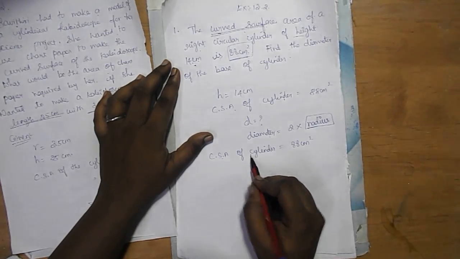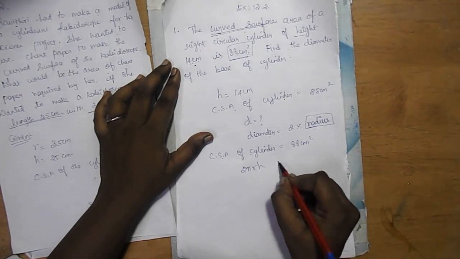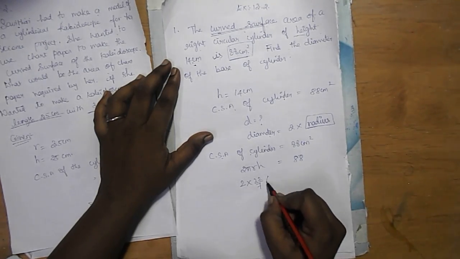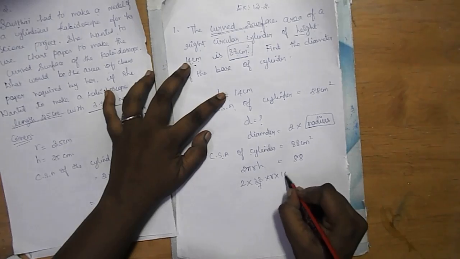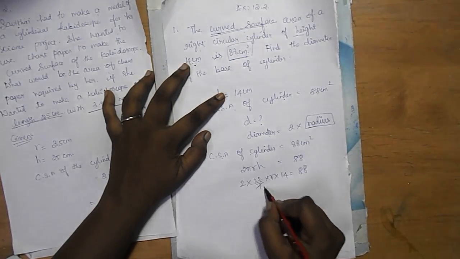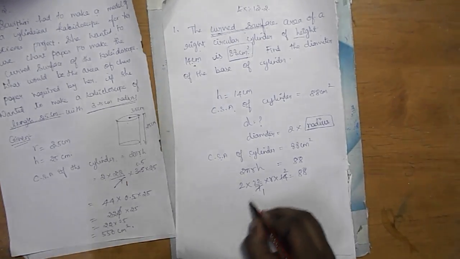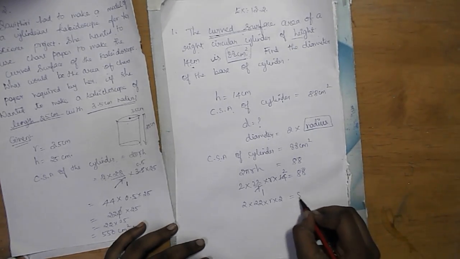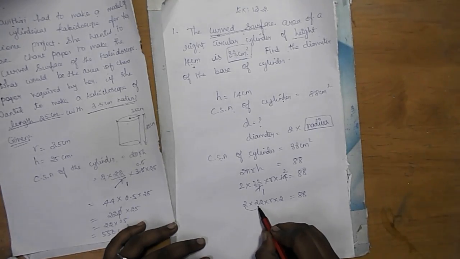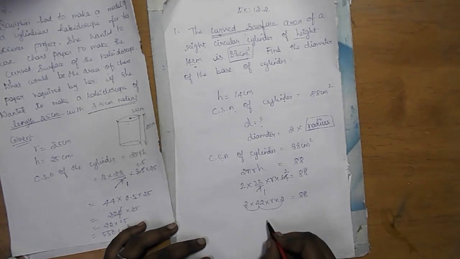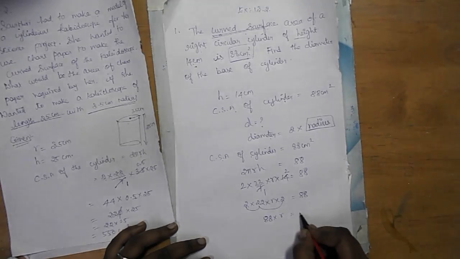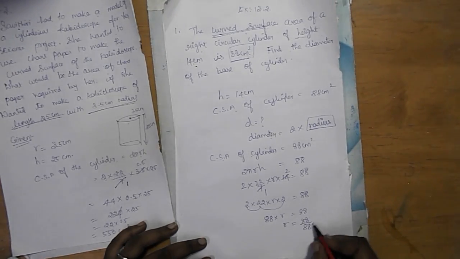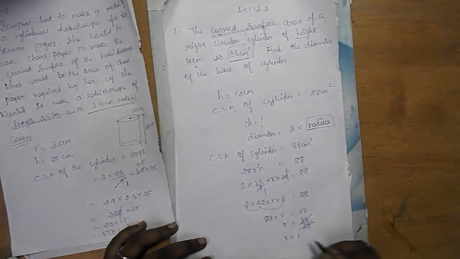So we know that the CSA of the cylinder formula is 2 pi r h equal to 88. So 2 into pi value 22 by 7, R value to find out, H value is 14, equal to 88. 1 7s are 7, 2 7s are 14. So 2 into 22 into R into 2 equal to 88. Multiply 2 into 22, 44. 44 into 2, 88. So 88 into R equal to 88. Therefore R equal to 88, the 88 divide, so convert to division. So 88 will be cancelled. We get R equal to 1.